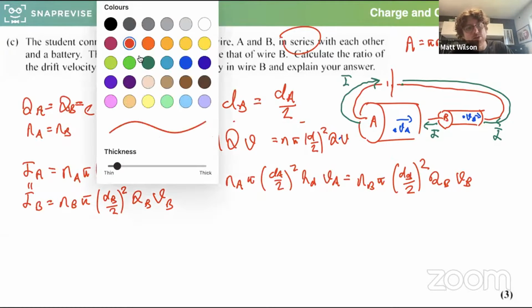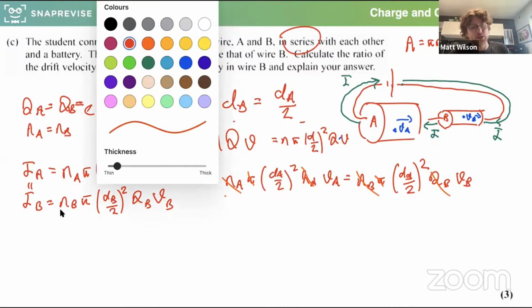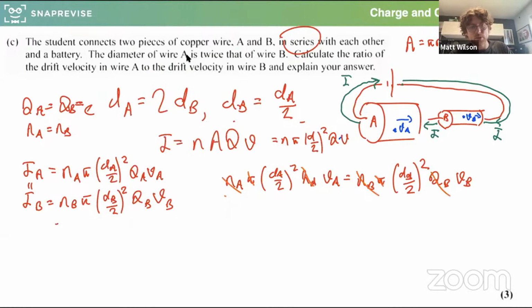So there's loads of stuff we can cancel out. We can cancel the N's because Na is the same as Nb. We can cancel the Q's because Qa is the same as Qb. We can cancel the pi's because pi is the same as pi. And now we've suddenly got something way more manageable. Okay, what did they actually want? The ratio of the velocity in A to the velocity in B. So they want VA over VB.